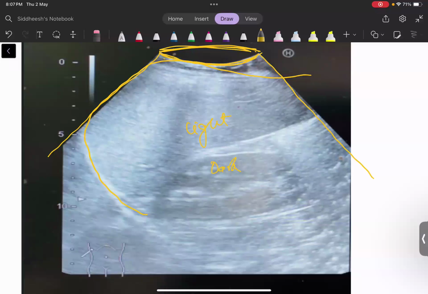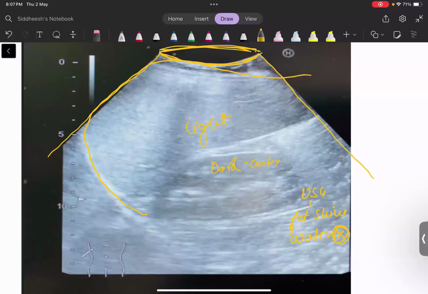See, the rule is very simple. In ultrasound, fat will shine. Water will not shine; water will be black. Fat is going to shine. The rule is very simple. So here we have what?